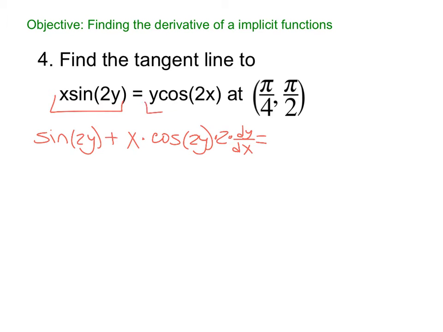Equals. Now the right side. Again, it's a product rule. So the derivative of y is dy/dx, cosine 2x, plus y times derivative of cosine, which is negative sine. Oops, running out of space. And then times the derivative of the inside, which is 2. Whew, this one's a little rough.